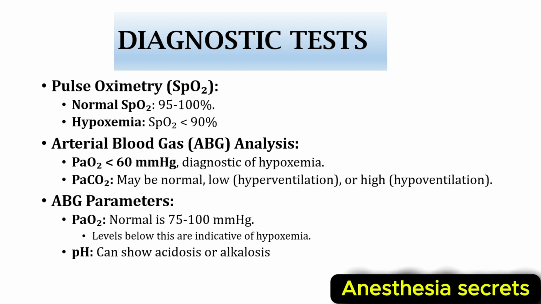ABG parameters like PaO2, the normal value is 75 to 100 millimeters of mercury, and levels below this are indicative of hypoxemia. About the pH, it can show acidosis or alkalosis, which may help identify the underlying cause, like respiratory acidosis in hypoventilation. Things like that.